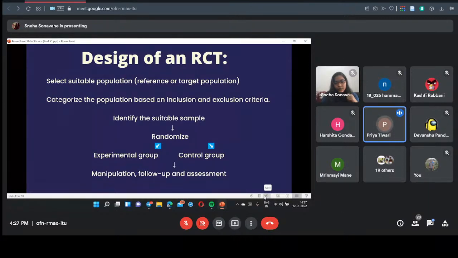After this step, you will do the manipulation, follow-up, and assessment. Now, the most important step in RCT is randomization. Just remember that randomization is the most important step. Next slide.